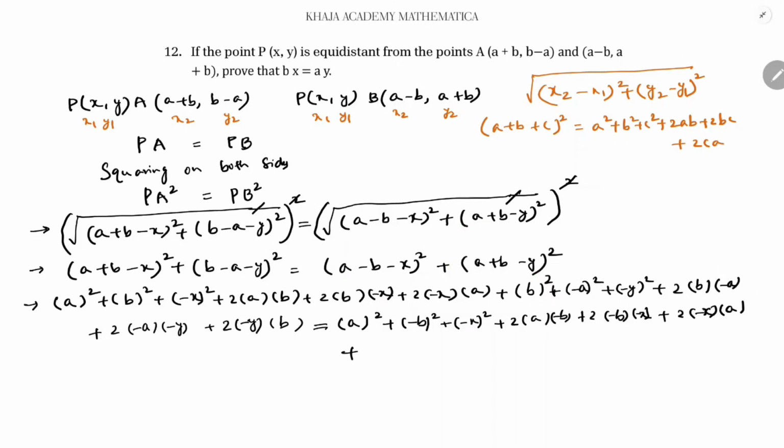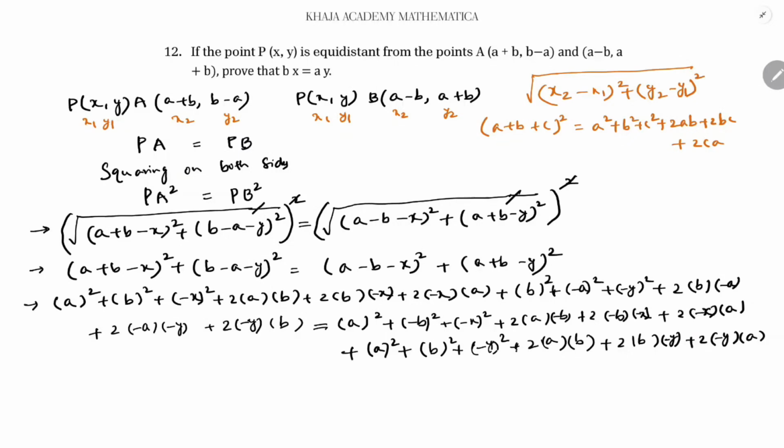So if I expand this, see here, again (a + b + c) whole square. So a square plus b square plus c square plus 2ab plus 2bc plus 2ca. So a is a, b is b, c is minus y.